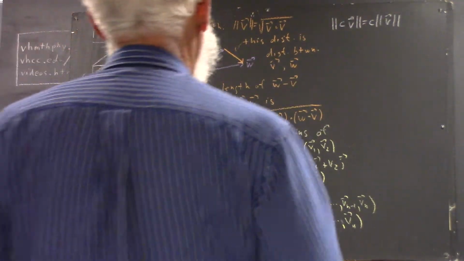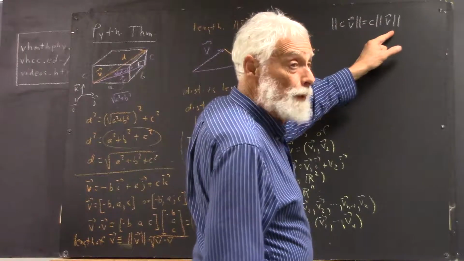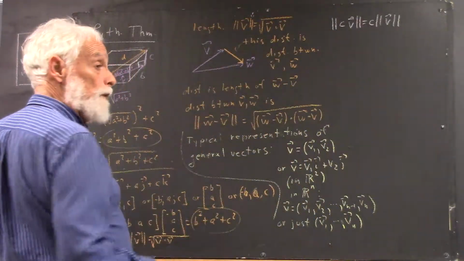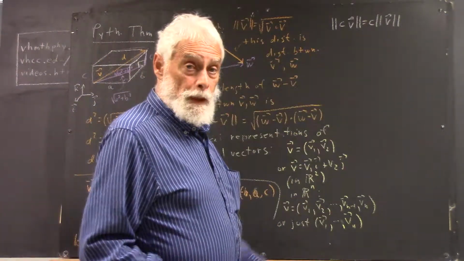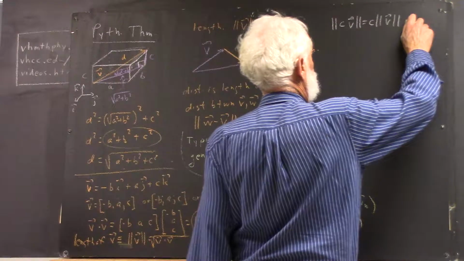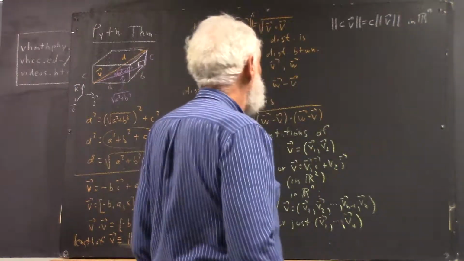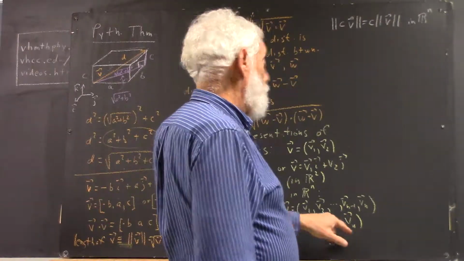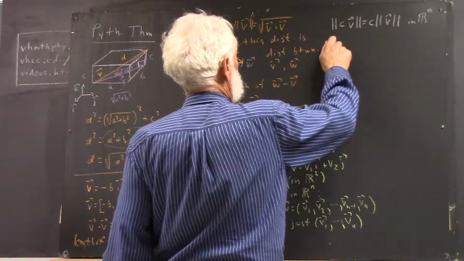Okay, let's say we want to prove that the magnitude of the vector cV is c times the magnitude of the vector V, for this definition of magnitude, dot product. How are we going to prove that? And this could be in Rn. Well, we do that simply by replacing V with the n-tuple V1 through Vn.